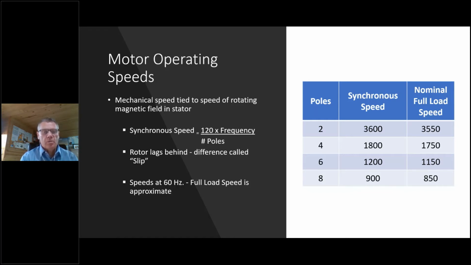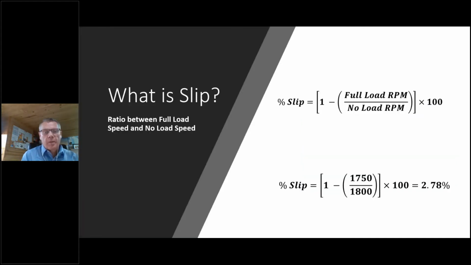Someone says you'll go and put an order in for a 4-pole motor. We know that's going to be an 1800 RPM motor. Like I said, the slip is something that's really critical to motor performance. It's a simple calculation. Basically, your no-load speed, which would be your synchronous speed, compared with the operating speed. In this example, there's 2.78% slip. I don't think I need to dwell on this slide.